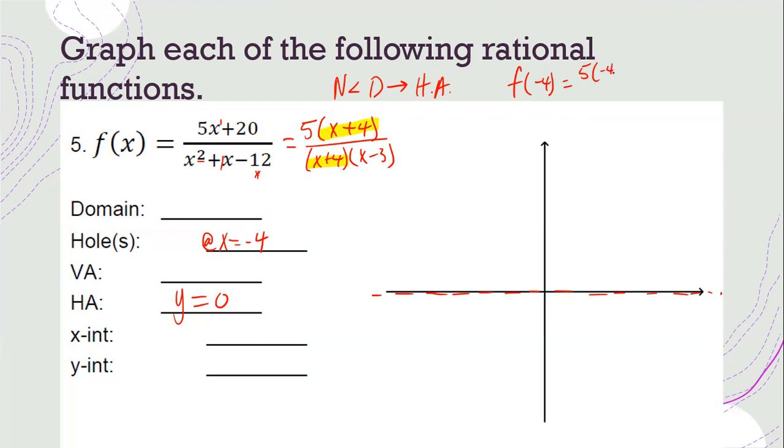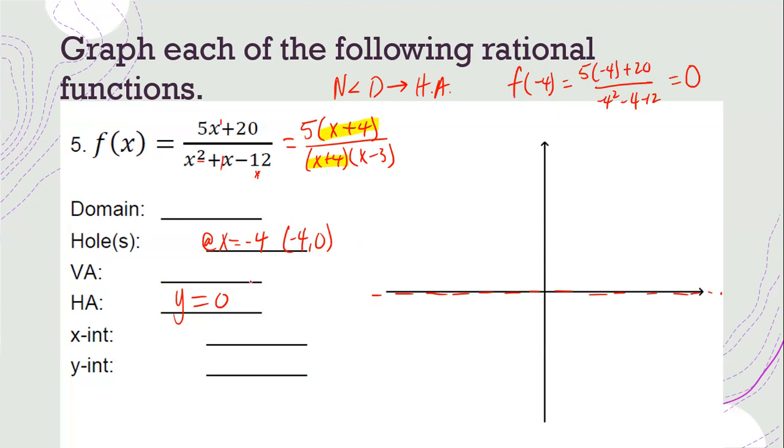So on my extra paper, if I had it, I would do f of negative 4 equals 5 times negative 4 plus 20 divided by negative 4 squared minus 4 minus 12. Either way, it's going to equal 0. Why does it equal 0? Because my numerator equals 0. So my hole is at x equals negative 4, comma 0.